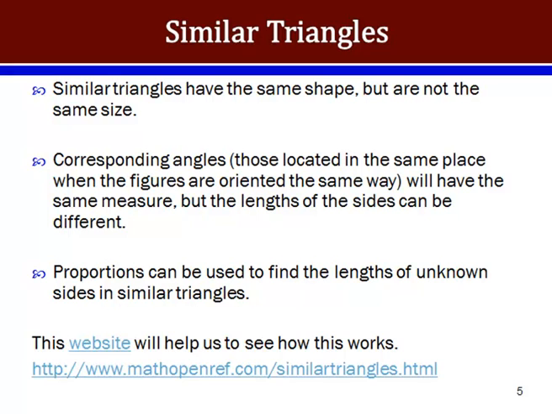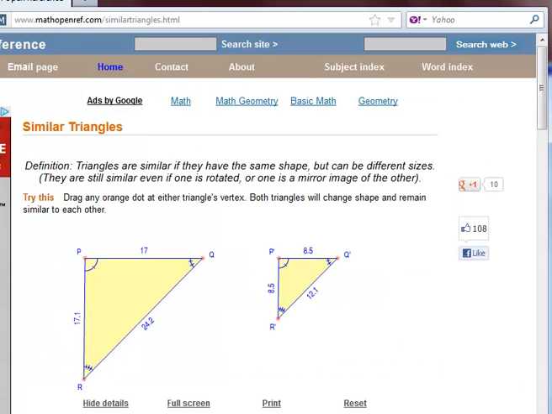Now this website will help us see how similar triangles work. So we'll go out there and take a look at that. So you can see here that I have two triangles that are shaped the same. You will notice that these indicators in each of the corners, or each of the angles, indicate that these angles are the same size or the same measure.